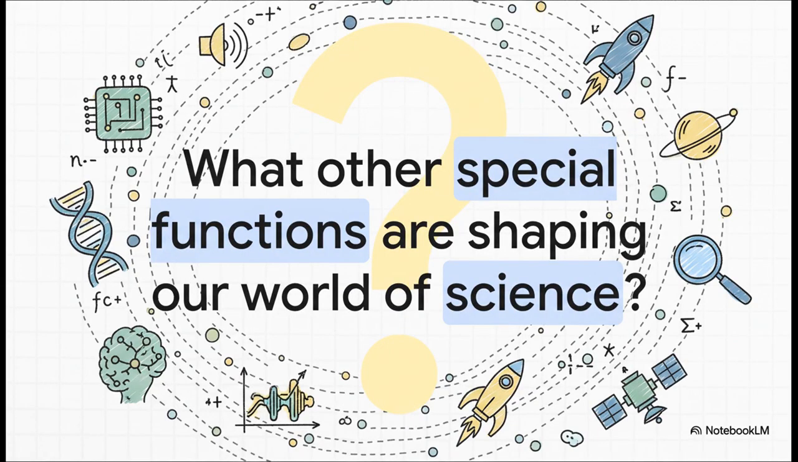And that kind of leaves us with one last thing to think about. The beta function is just one of these special functions. So it makes you wonder, right? What other hidden mathematical engines are out there quietly working behind the scenes, shaping the science and technology we use every single day?